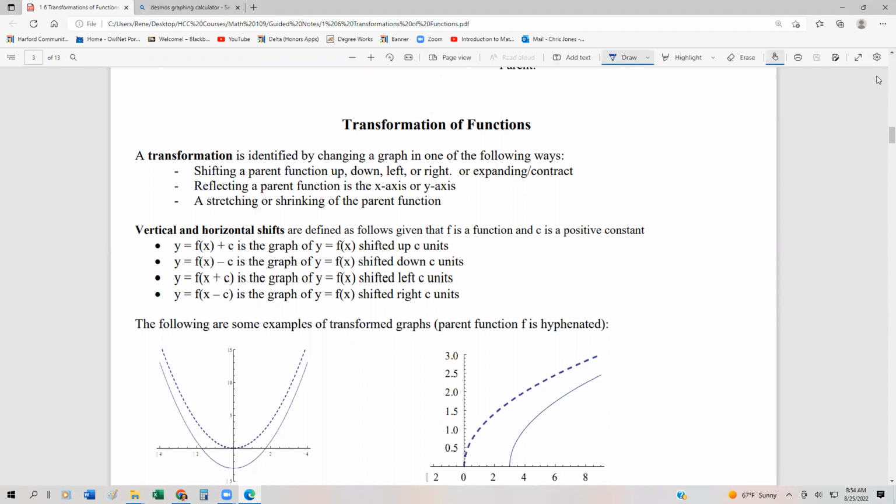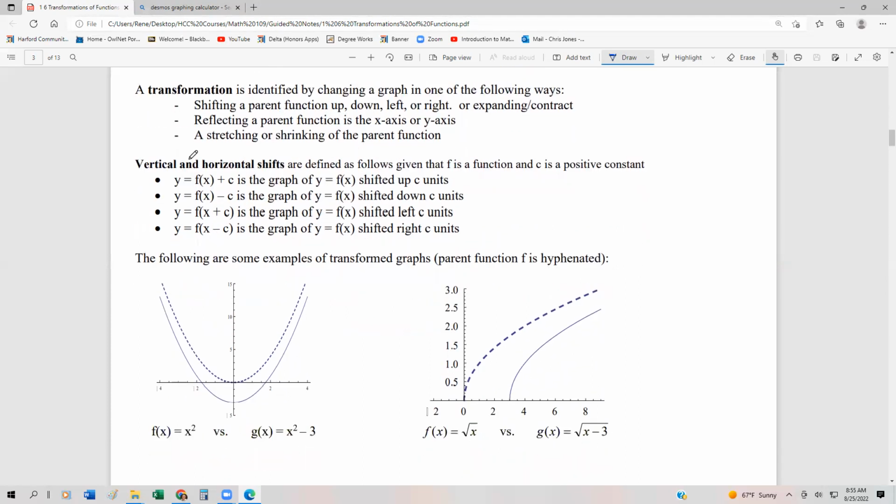And so what a transformation does is it basically either shifts a parent function up, down, left, right, or it expands it or contracts it. We could also reflect the parent function in one of the axes, and we could also do some stretching or shrinking of the parent function. Essentially, we're just going to take our parent functions and move them around based on key points on those parent functions. A lot of times it's going to be centered about the origin or maybe some other key points. So the easiest ones and the most common ones, believe it or not, are going to be the vertical and horizontal shifts. So how do we move a function up, down, left, right?